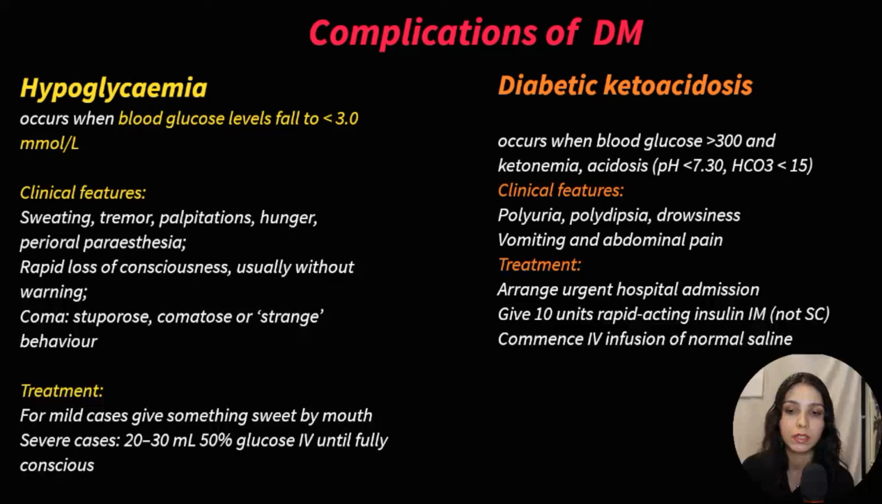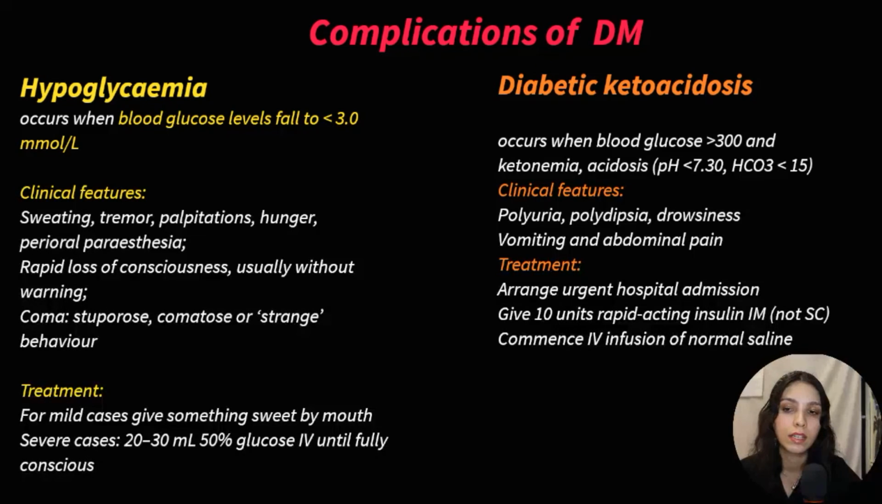In the most severe cases, it could be coma, stupor, or strange behavior. For treatment of mild cases, you can give just some sweet food. It's maybe sugar, chocolate, jelly, anything. And in severe cases, of course, if the patient is unconscious, it will be IV glucose. So next is diabetic ketoacidosis.